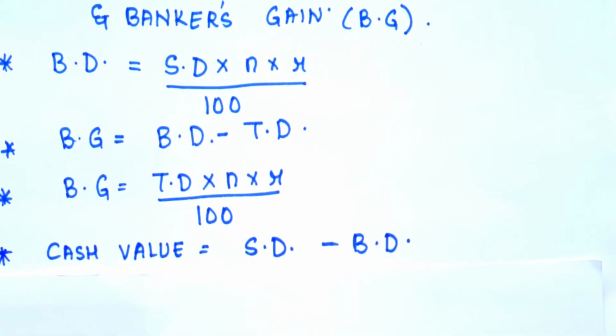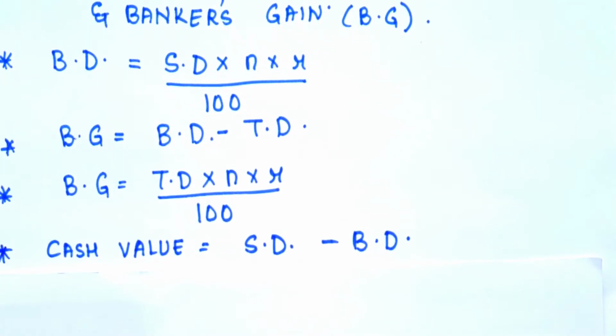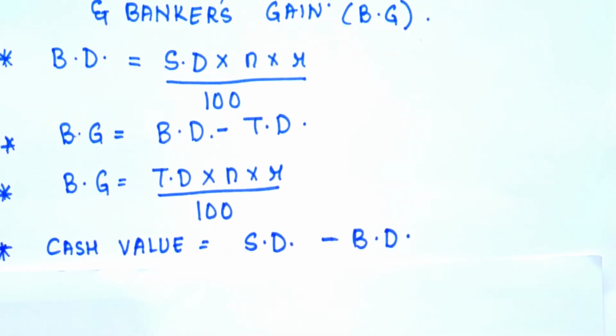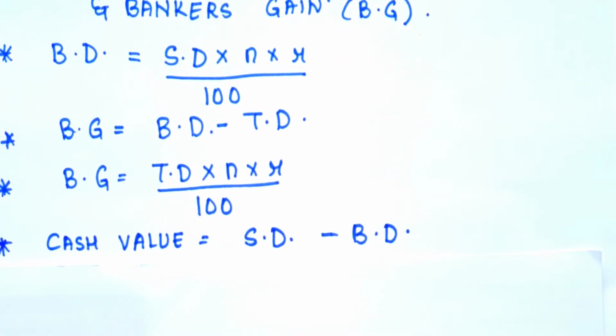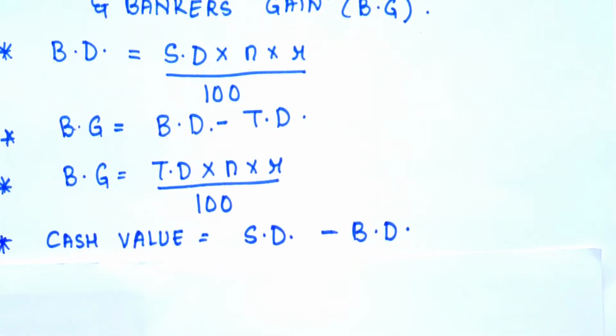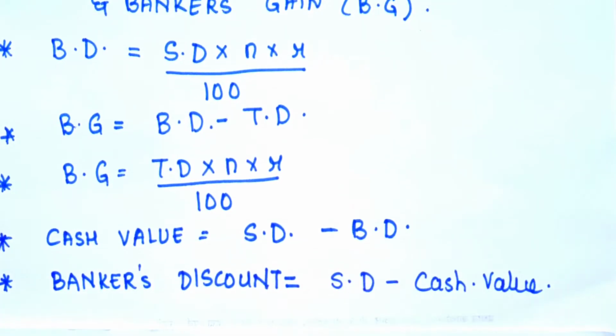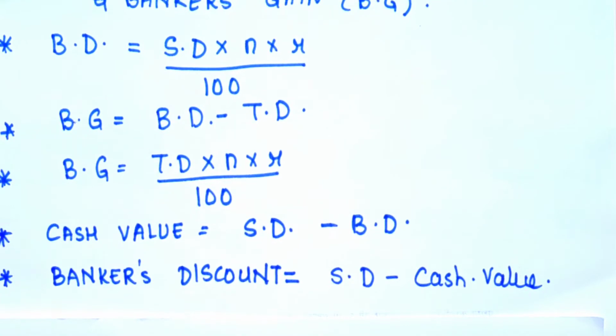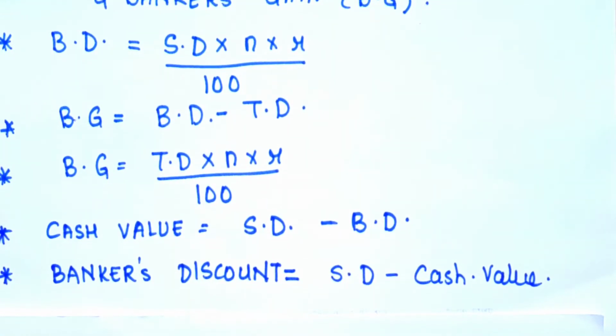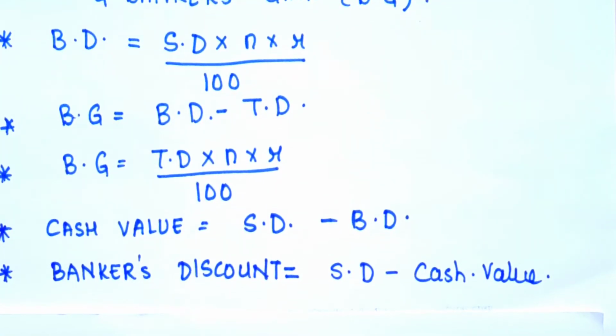Next, cash value. What is cash value? The cash value is the amount the banker pays to the drawer. So it is the sum due minus banker's discount. Last one, banker's discount. What is banker's discount? You just flip the values there. It's just the rearrangement of the above formula.